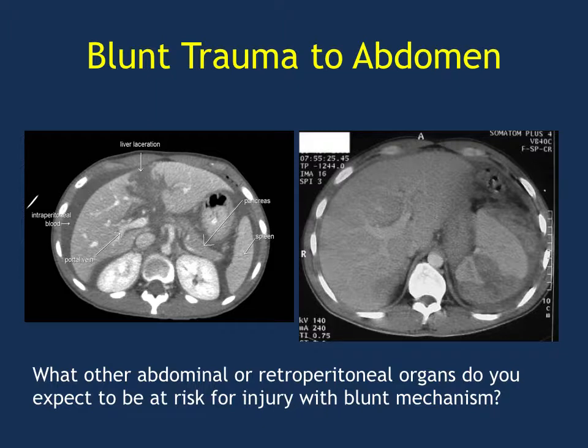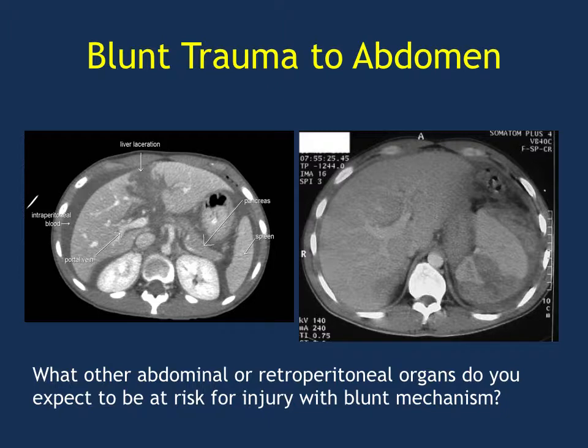So here we've got two CT scans in patients who had blunt trauma. On the left, you'll notice that's a cross-section, an axial image showing the liver, and it's cracked in half, as you see. That's a high-grade liver laceration. And on the left side of the photo, around it you see fluid, which represents blood from bleeding from the liver. Right. So free fluid, and then the splenic injury on the right.